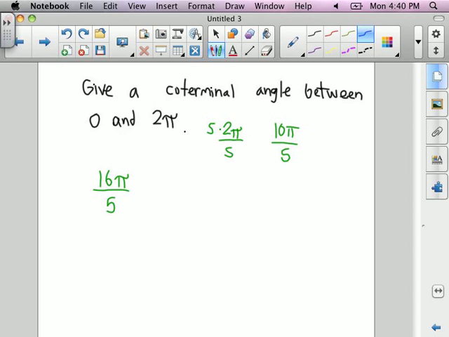On this one, I'm too big right now. 16 pi over 5 is well over 2 pi. But if I take away 10 pi over 5, I go a complete circle rotation away. I'm down to 6 pi over 5, and that is my coterminal angle. It's between 0 and 2 pi. In fact, it's 1.2 pi.